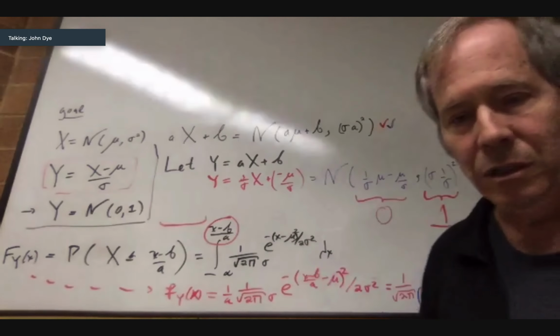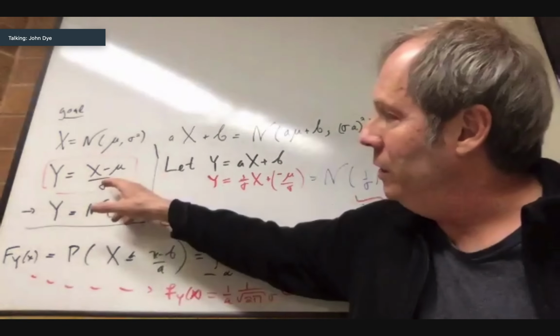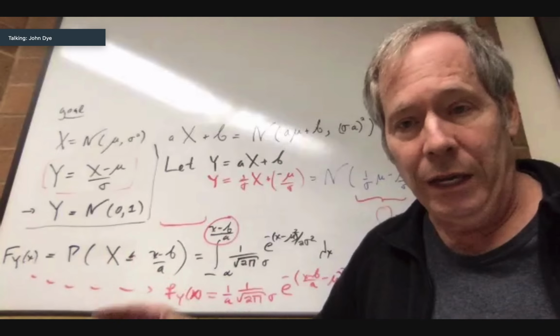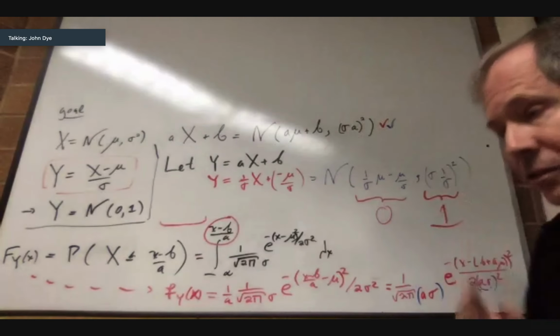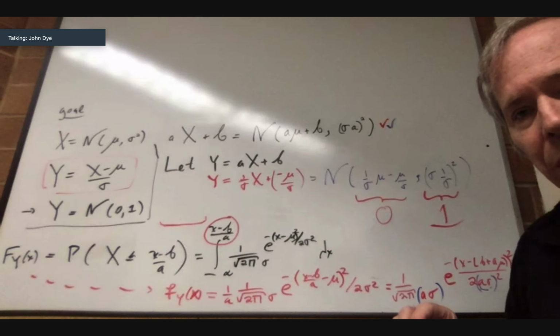I guess the hard part was to crunch through this. So this explains why you take x minus the mean over the standard deviation, not the variance. It's x minus mu over sigma. That gives you a standard normal random variable. So the mean is 0, the standard deviation is 1.